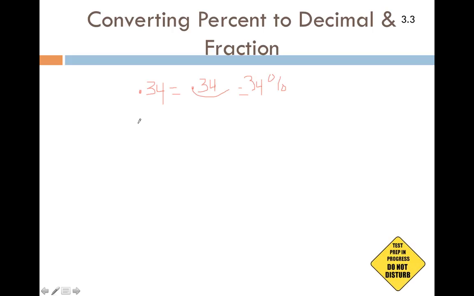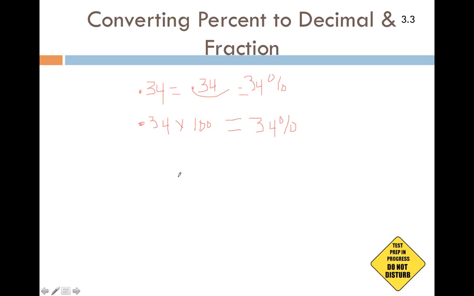Or we could do what Sean said. We could take 0.34 and multiply it by 100 and come up with 34%. So we could do it either way. Okay, so both of those are going to give us 34%.